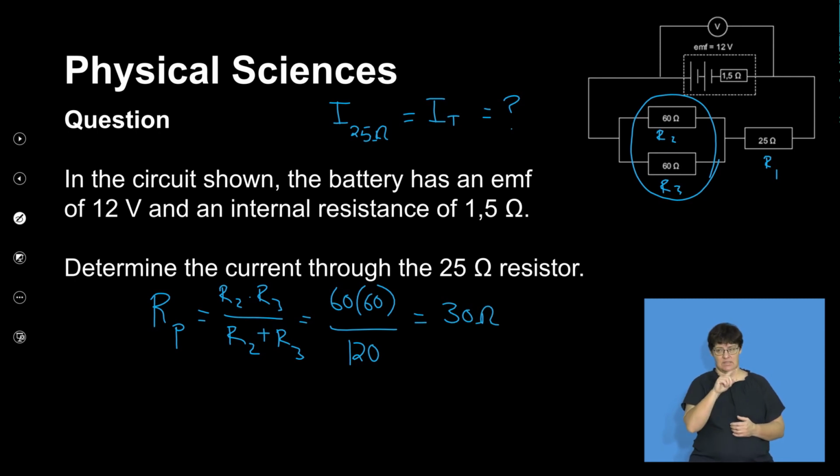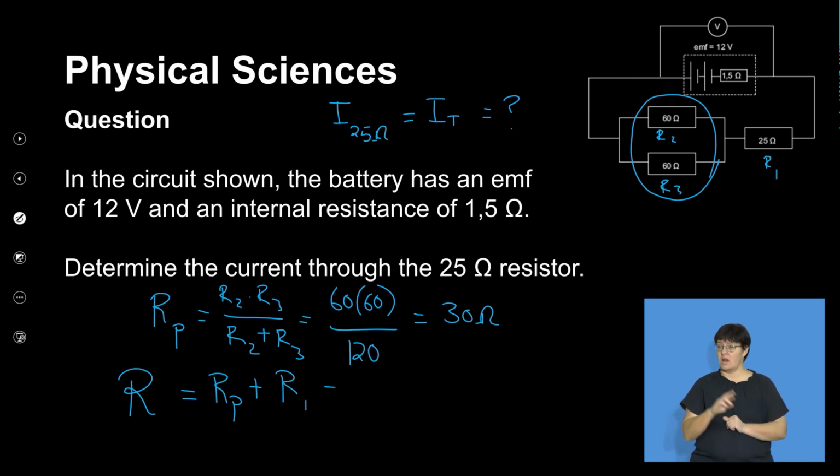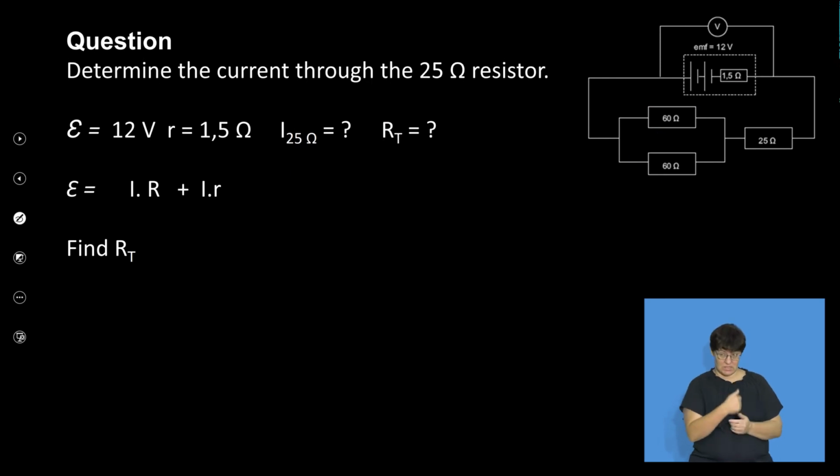So the total resistance in the external circuit is equal to R parallel plus R1, which is our 25 ohms. In this case, 30 plus 25 gives us 55 ohms. So that's our total resistance. But remember, we want the current. We've managed to obtain the total resistance of 55 ohms.